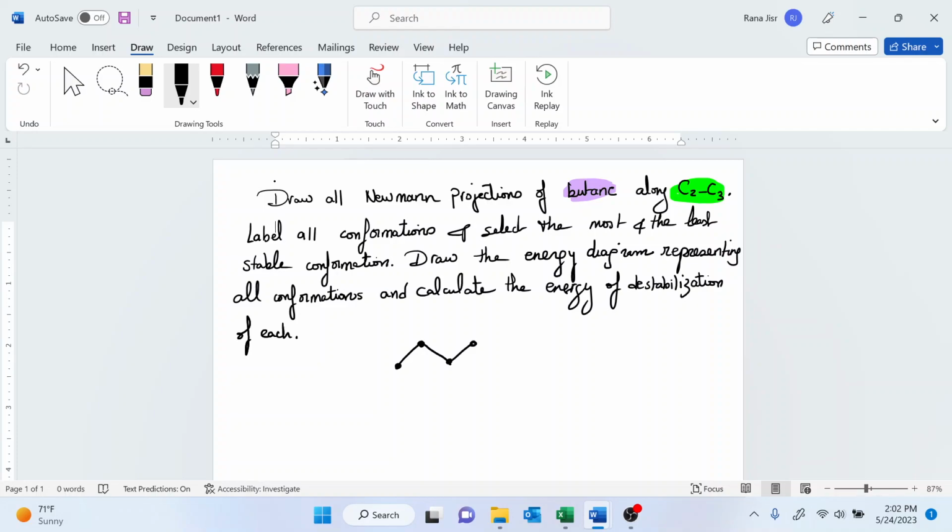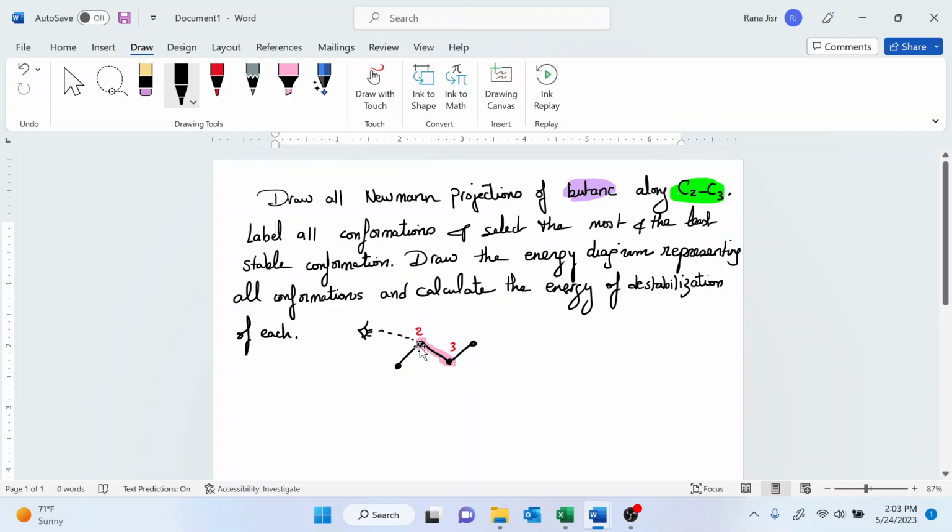Number according to the IUPAC rule. Here, it doesn't matter on which side I start numbering. So I need to draw the Newman projection along carbons 2 and 3. This is carbon 2 and this is carbon 3. If I start numbering from the side, this means that I am viewing the molecule along this line, along carbons 2 and 3.